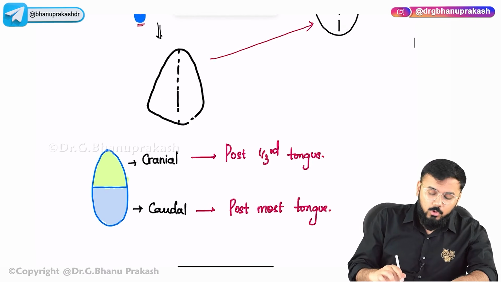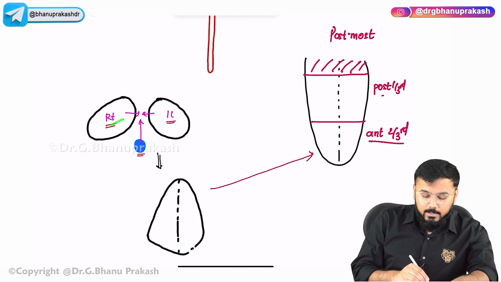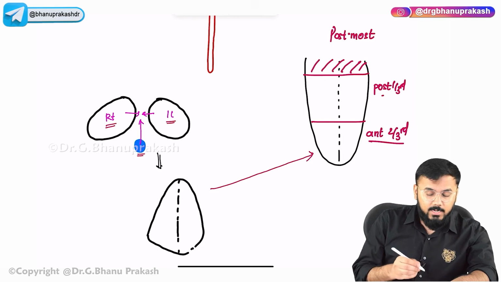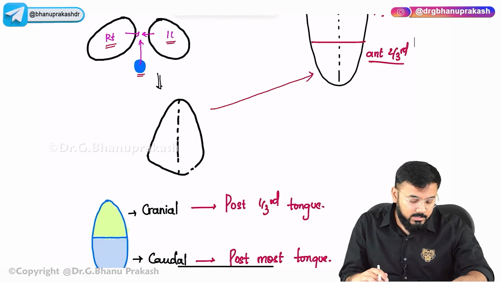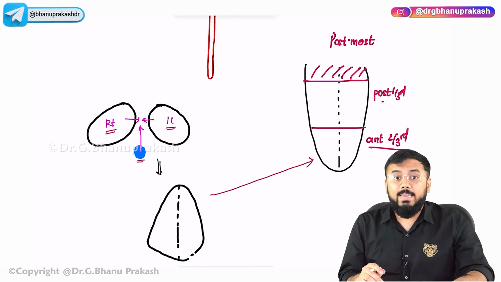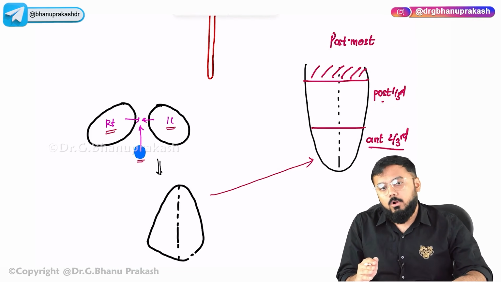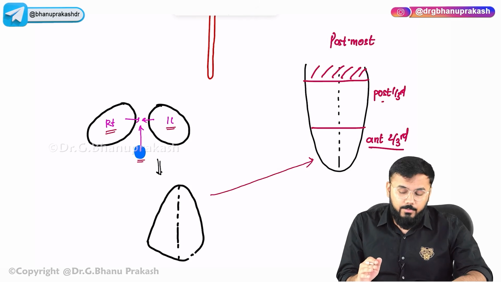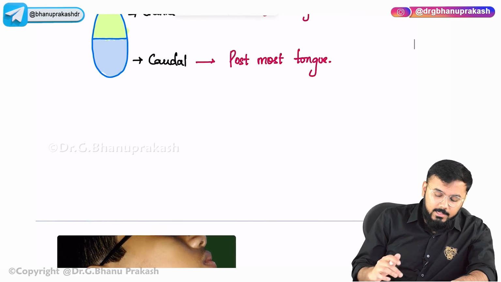So all of you have now understood that the anterior 2/3 is formed by the right and left lingual swellings along with the thyroid primordium. The posterior 1/3 is formed by the cranial part of the hypobranchial eminence, and the posterior most part is formed by the caudal part of the hypobranchial eminence. Okay, now let us look at the derivatives.